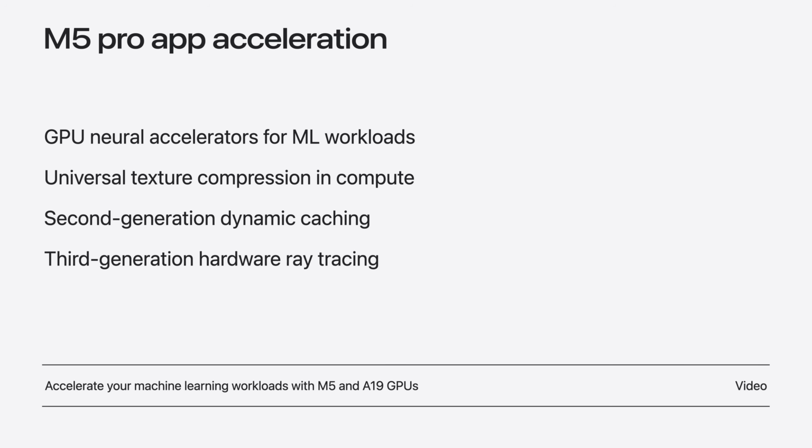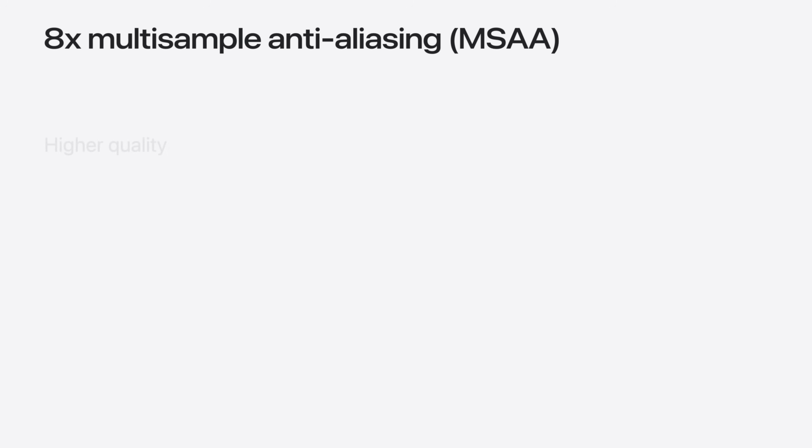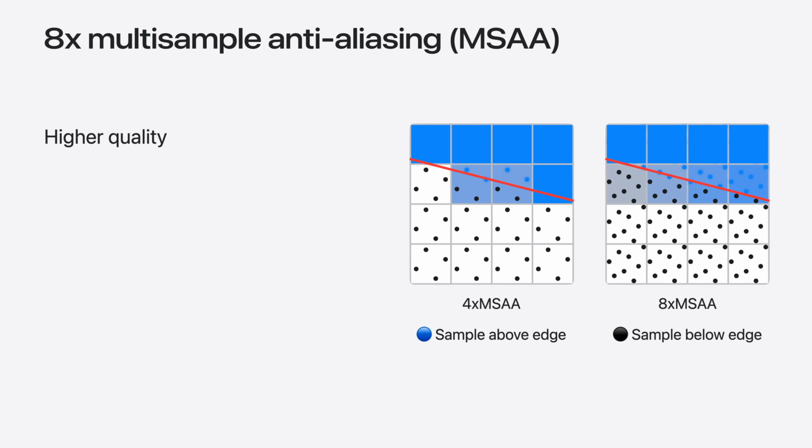Third-generation ray tracing accelerates instance transforms. Thousands of animated instances update in real time without CPU bottlenecks. Beyond performance, M5 also improves rendering quality. M5 enables 8x multi-sampling for even smoother edge anti-aliasing.